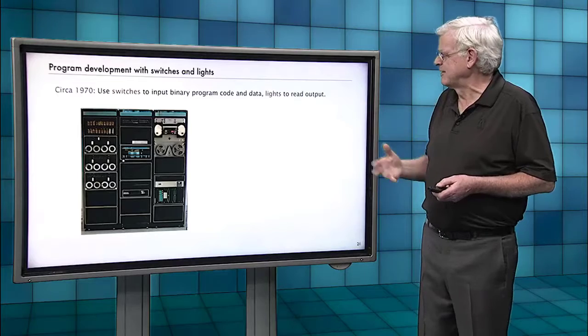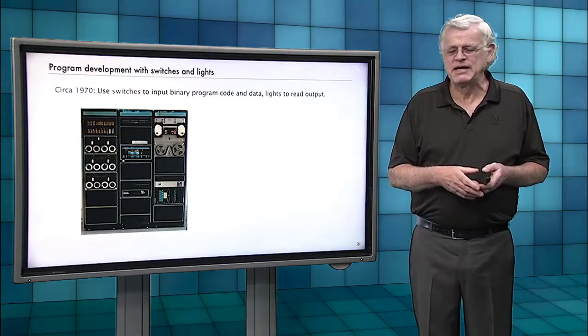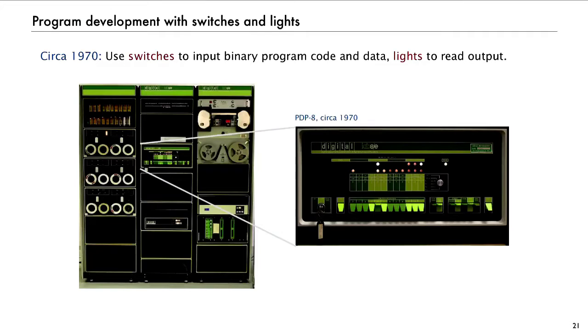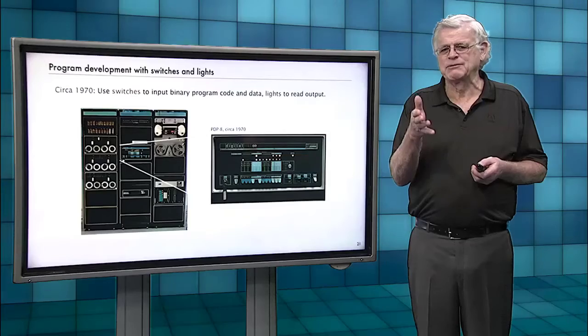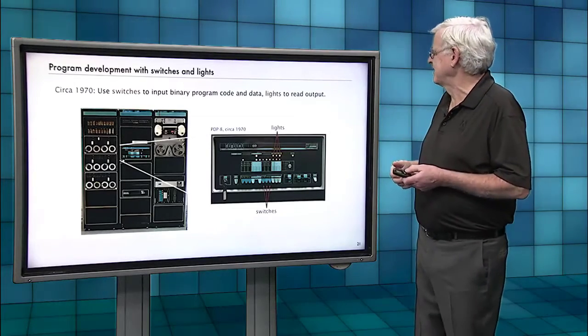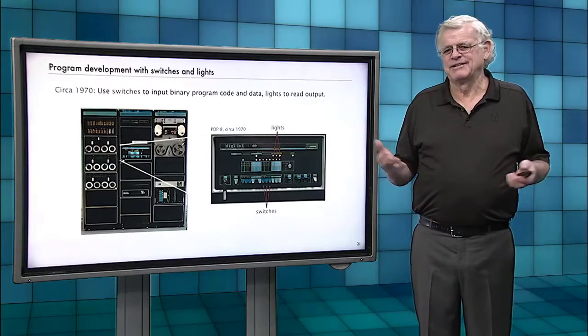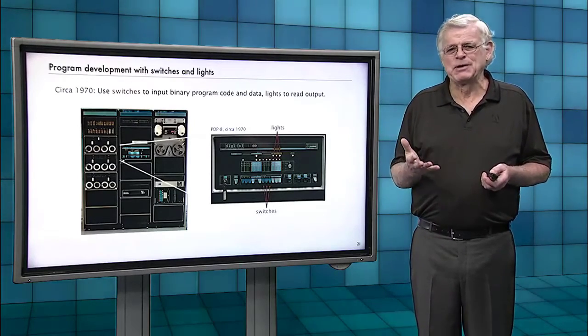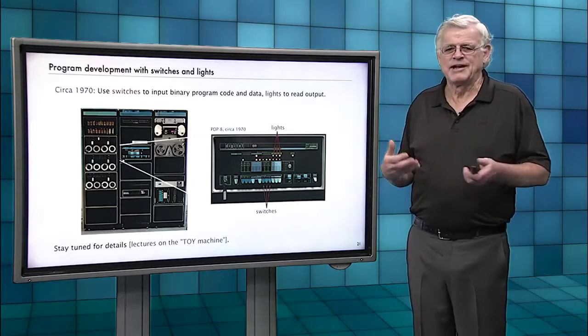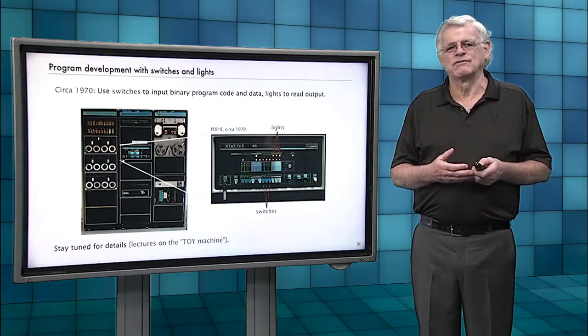Somewhere around 1970, this is an example of a PDP-8 computer. At the heart of the computer is the little panel in the middle there that I've blown up here. For a significant amount of program development, you interacted with the computer using the switches at the bottom and the lights at the top. That was effective, but a pretty inconvenient way to program, but people definitely programmed that way. And we'll see a lot of detail on that in the second part of the course.